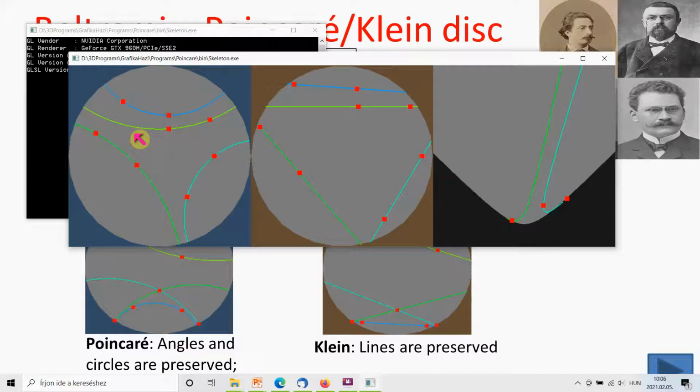However, here angles are preserved. In the Klein disk, lines look like lines. However, both distances and angles are strongly modified. The second axiom is that every line has at least two points. This is pretty obvious in both maps. So let us see the third axiom.